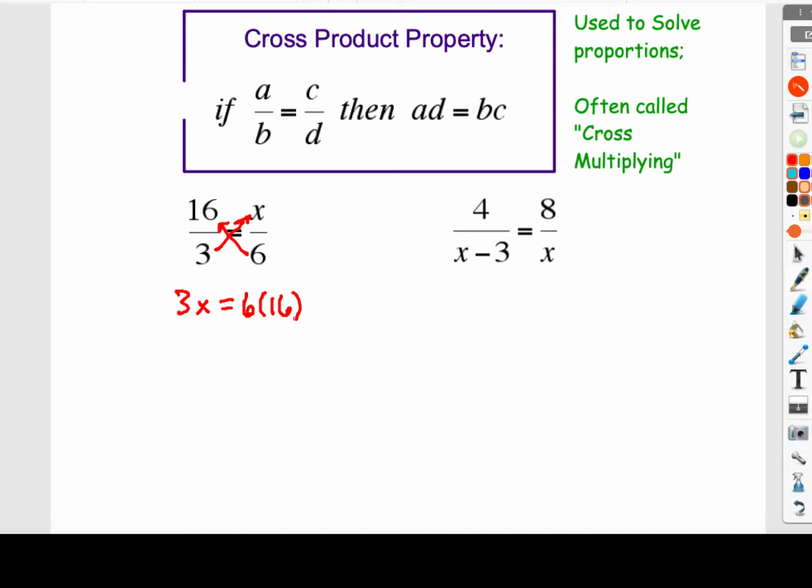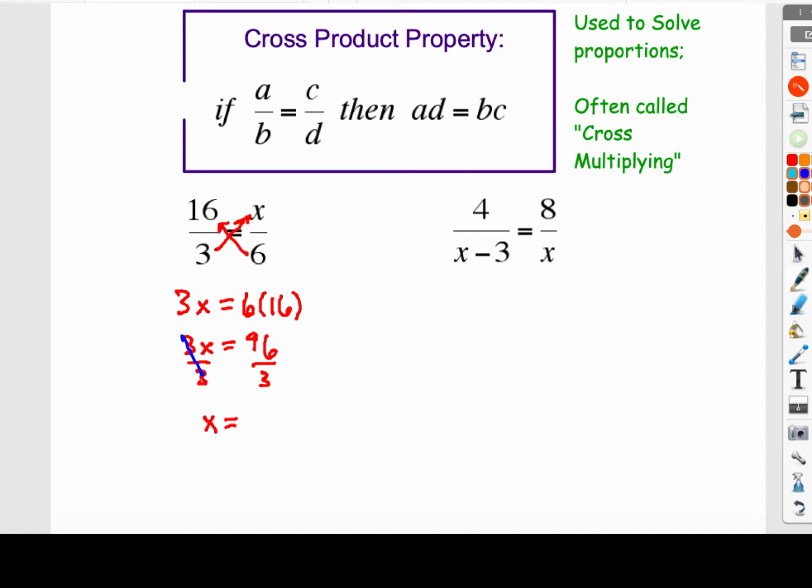Again, we got rid of that division, which is a nice thing. I can go ahead and find that number. 6 times 16 would be 96. And now we just have a simple equation to solve. If we're multiplying, let's divide away that 3 on both sides. That's why you often also hear people refer to this as cross multiply and divide. Because once you get done with your cross multiplying, often there's just one step left to go, right?